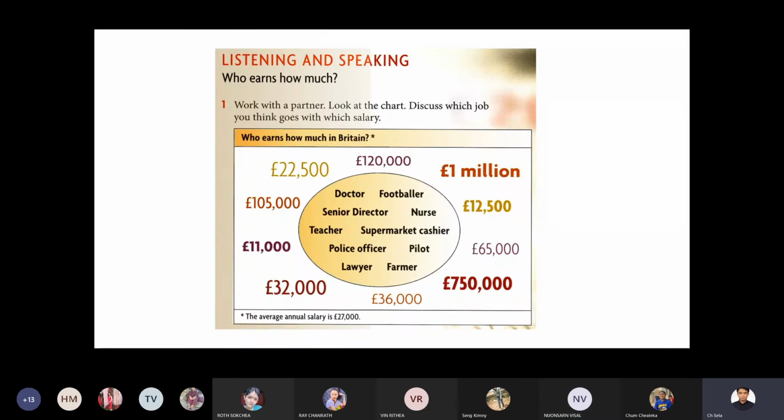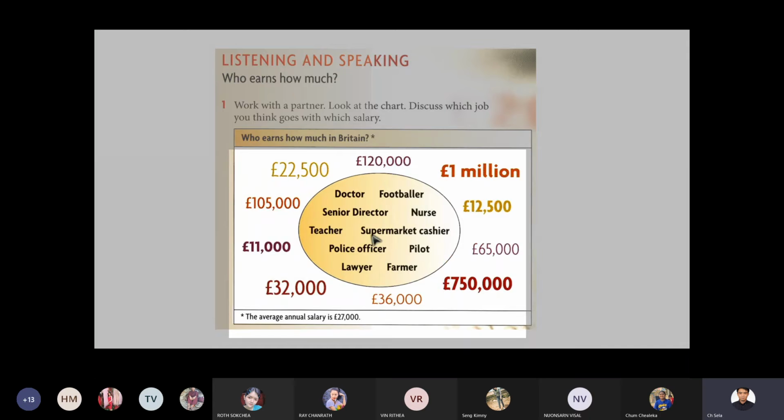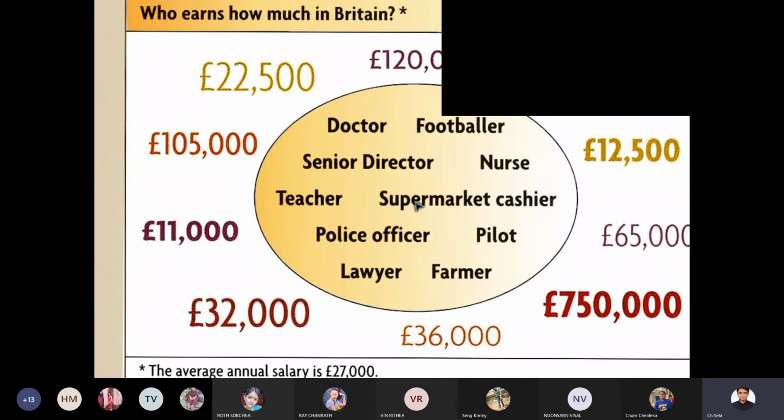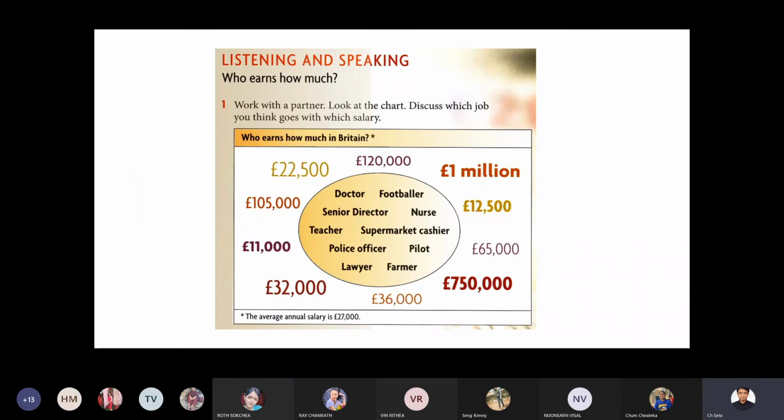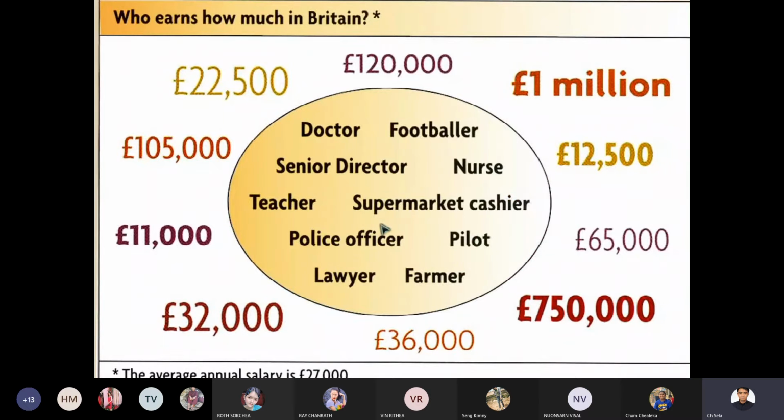Okay, so this is listening and speaking. Who earns how much? I want you to look at the diagram here. How many jobs do you see? Ten jobs. We have doctor, footballer, senior director, nurse, teacher, supermarket cashier, police officer, pilot, lawyer, and farmer. Which one do you want to become? Okay, so I read for you again. Doctor, footballer, senior director, nurse, teacher, supermarket cashier, police officer, pilot, lawyer, and farmer.